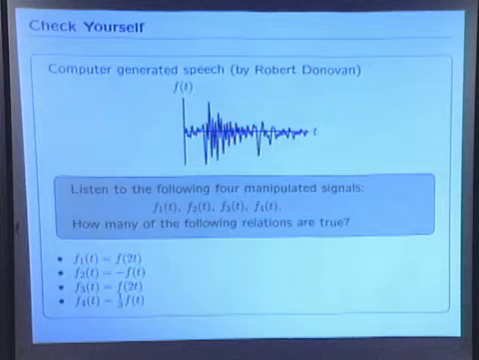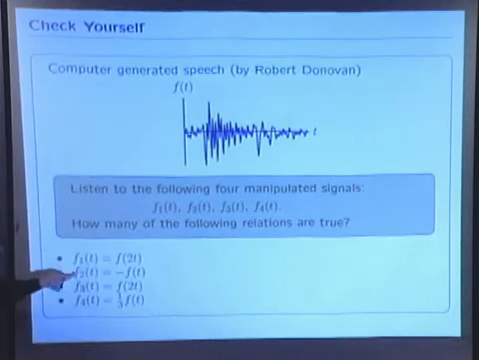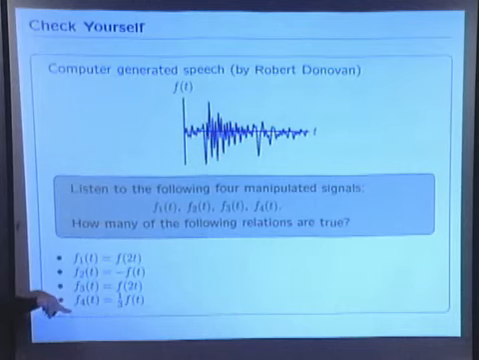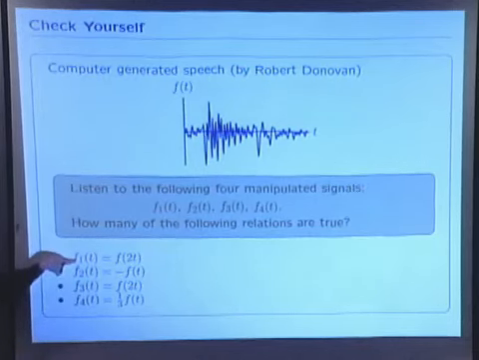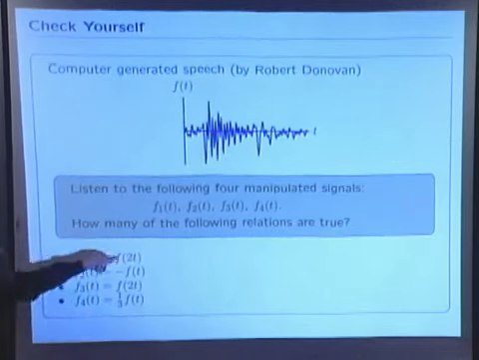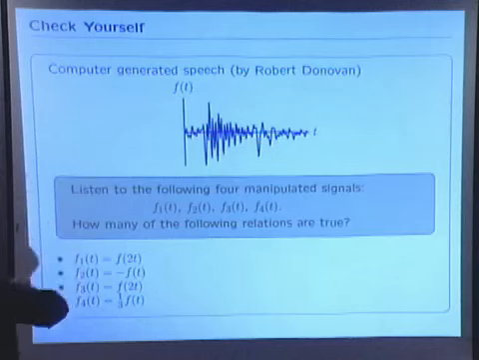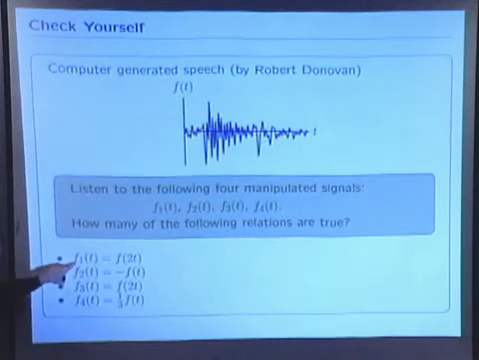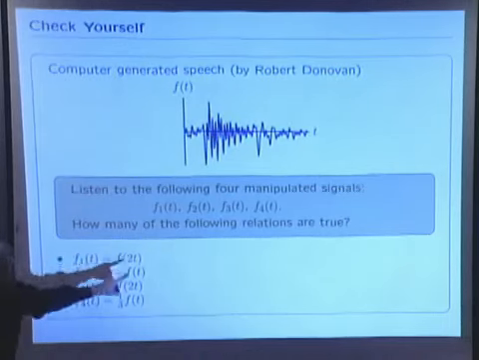And now I'm going to play a sequence of 4 transformations. 1, 2, 3, 4. And the question is going to be, is this the correct mathematical representation for this sound? The sound you just heard was f of t. Is the following sound, which by definition is f1, the same as f of 2t?